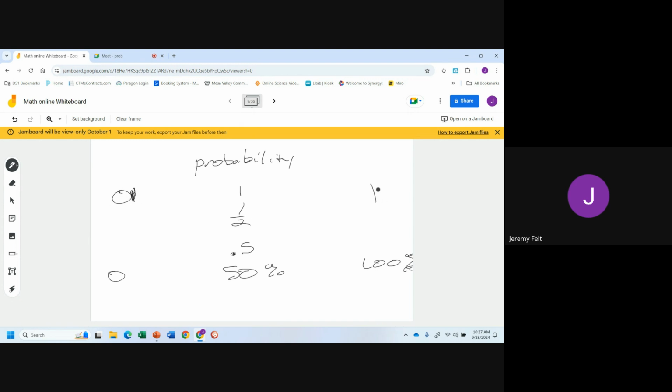So again, 0 to 1, if it's half or above, or 50% or above, we say it's likely going to happen. If it's below that, we say it's unlikely to happen. And the closer it gets to 1, the more likely. The closer it gets to 0, the more unlikely.